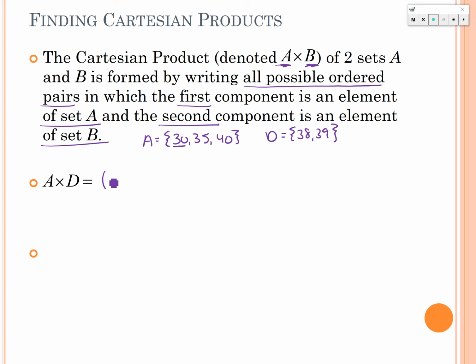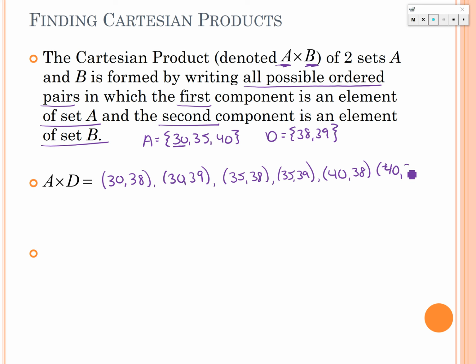so 30, and then I pair it up with everything in the second set. So we're going to do 30, 38, then we're going to do 30, 39. Then I start with 35, pair it up with 38, pair it up with 39. Then I start with 40, pair it up with 38, pair it up with 39.